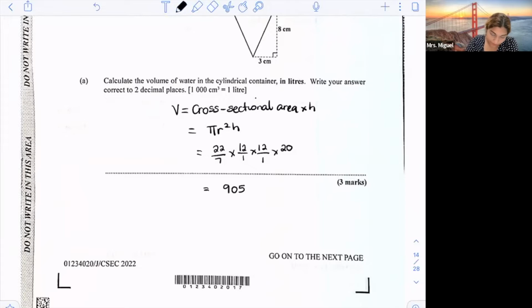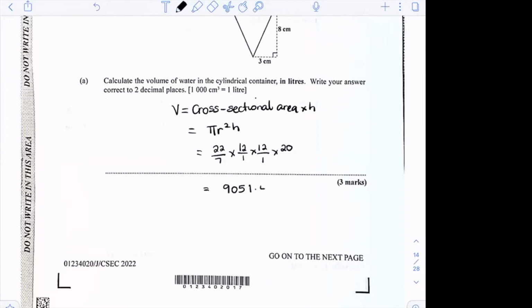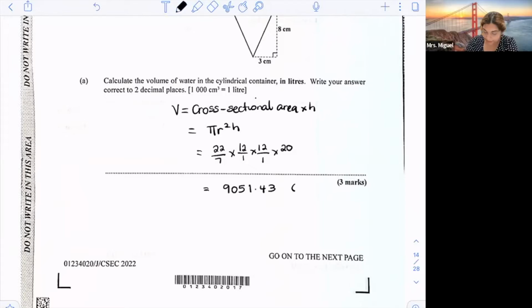Yes, 9,051.43. So, Charissa, for getting this answer, CXC would award you 2 marks. The question is worth 3 marks. You will get the next mark for changing centimeter cube into liters.